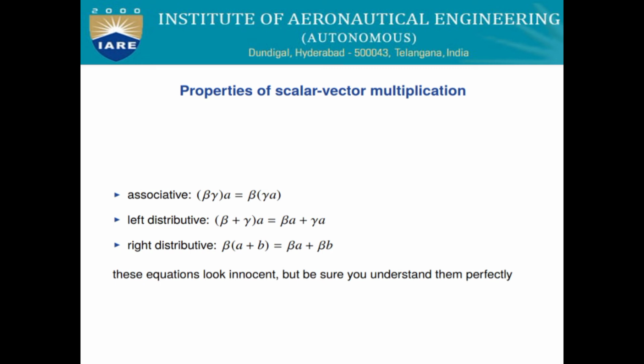Once again we can see the associative: beta gamma times a is equal to beta of gamma a. The left distributive: beta plus gamma times a is equal to beta a plus gamma a. The right distributive: beta times a plus b is equal to beta a plus beta b.